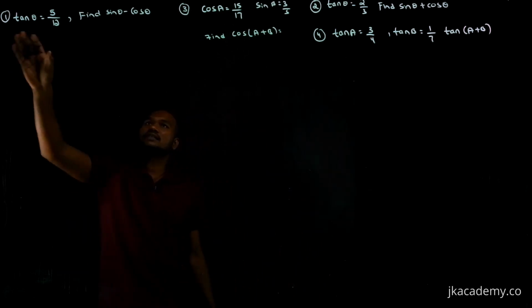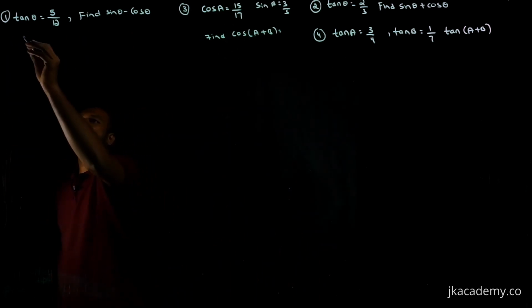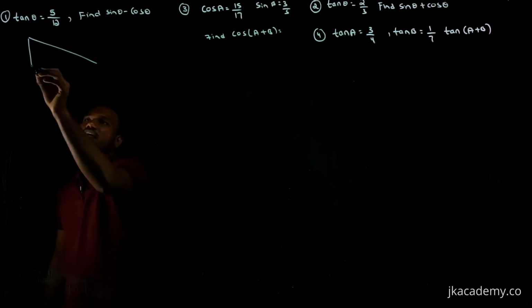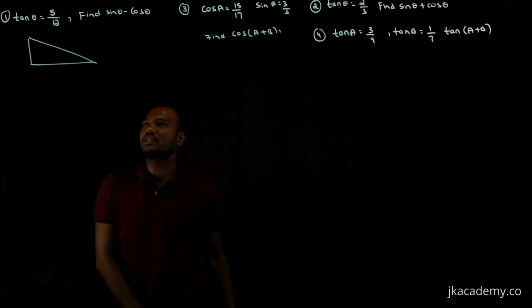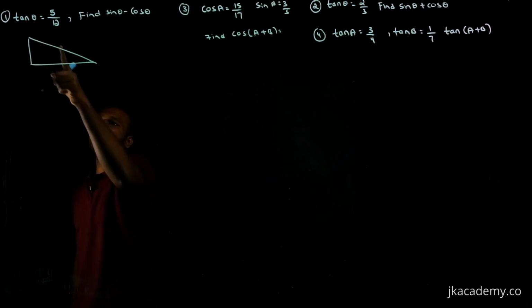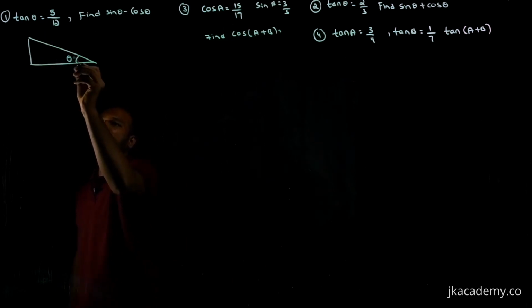Okay, chalo. So what is this? How to find? We already know tan theta. Whenever the data is given, what do you need to do? First thing, you have to take a right angle triangle. If there is any A given, we have to take A. If there is a theta given, let's take theta.